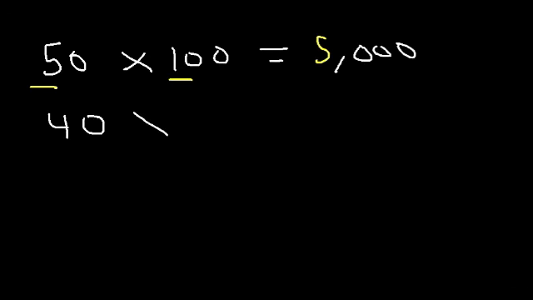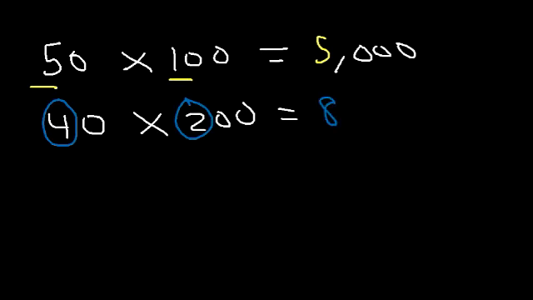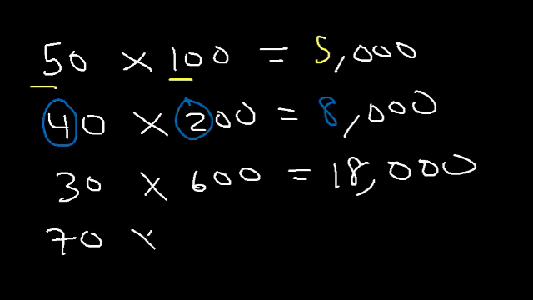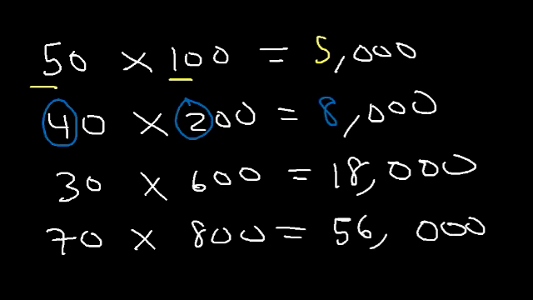If you want to multiply 40 by 200, what you do first is multiply 4 times 2, and that's going to give you 8, and then add the 3 zeros. So therefore, 40 times 200 is 8,000. So what's 30 times 600? Well, 3 times 6 is 18, and if we add the 3 zeros, that's 18,000. So what about 70 times 800? 7 times 8 is 56. Add the 3 zeros, that's 56,000.